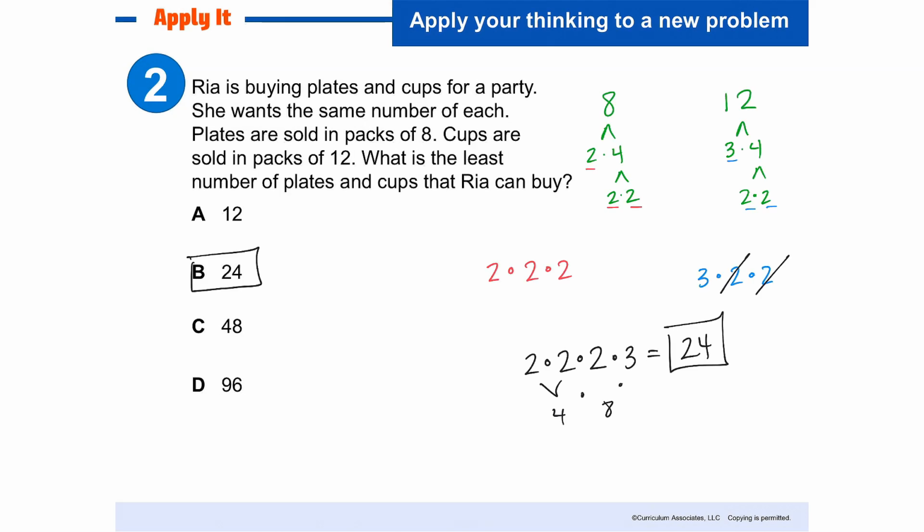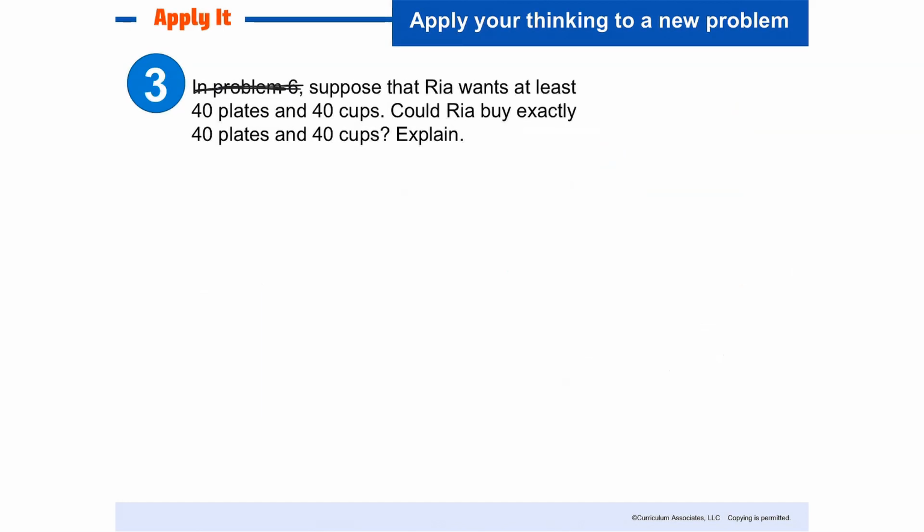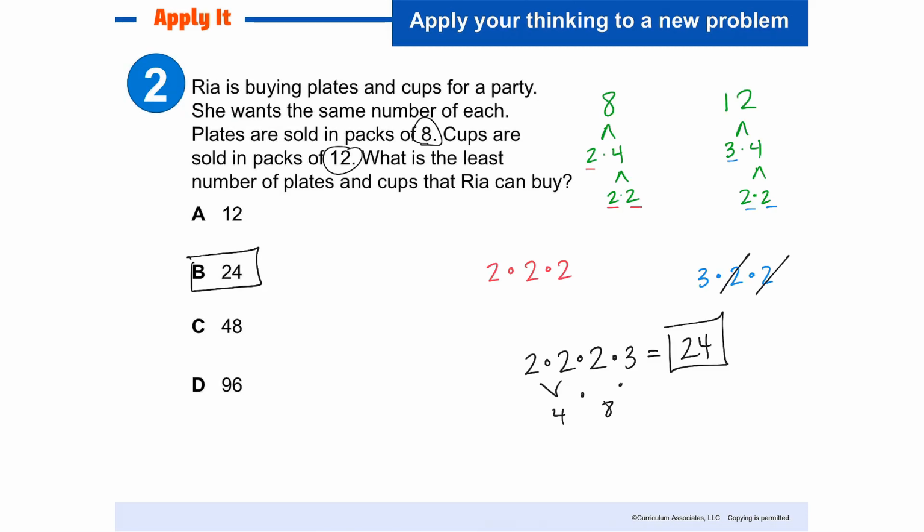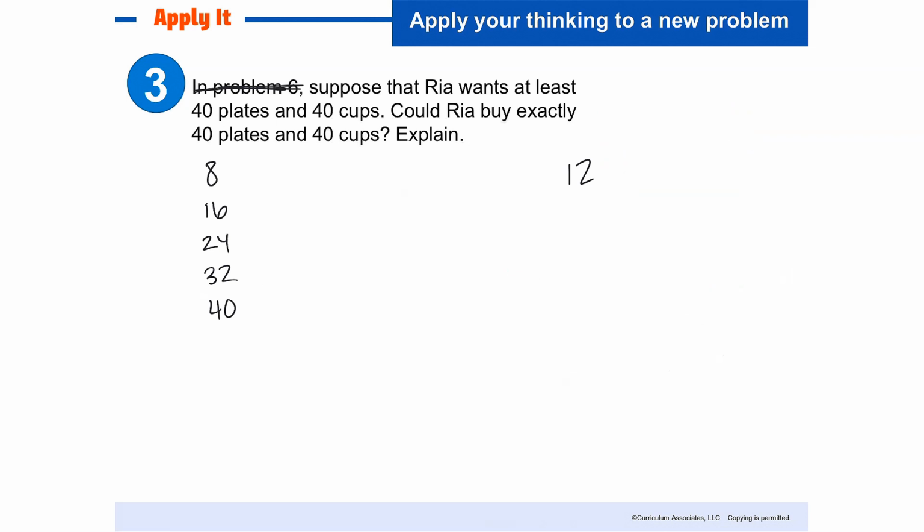So we would want to think about these two numbers in terms of our problem here. So we had 8 and 12. Would it be possible for her to have 40 cups and 40 plates? So thinking about 8 and 12, when we're listing out our multiples, we have 8, 16, 24, 32, 40. I can't remember if this is plates or cups. Sorry, excuse me. Let's see. Plates are 8, cups are 12. So these are plates and these are cups.